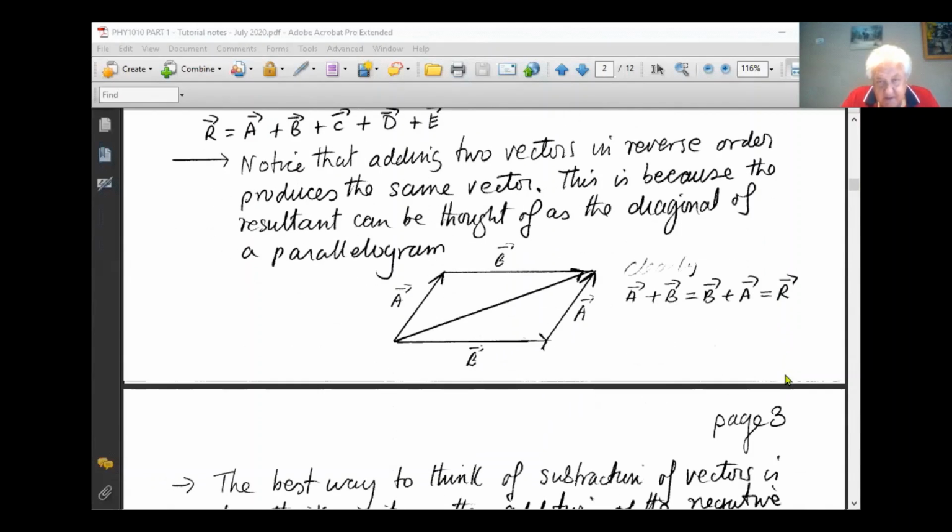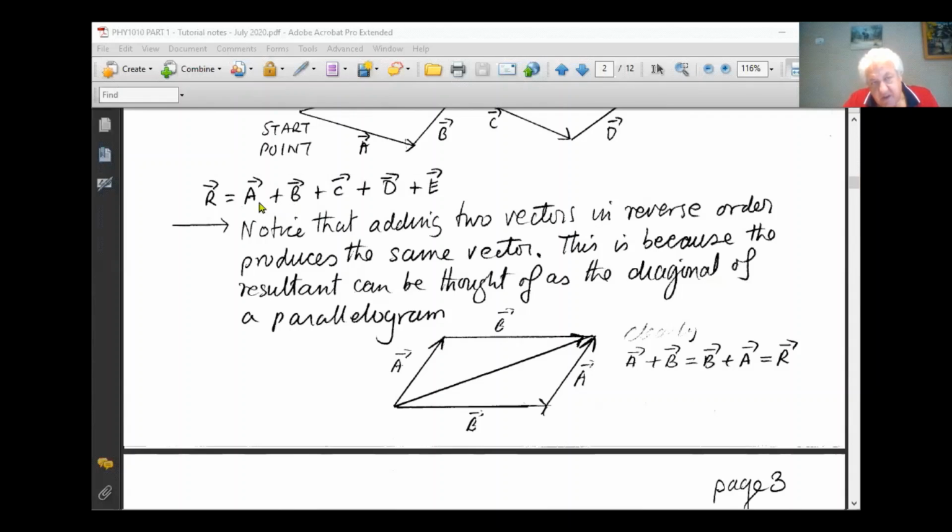I'll do this on the board for you, but notice that you can add vectors in any order. Start with A and add B, or start with B and add A. So you either put the tail of B on the head of A, or the tail of A on the head of B. You get the same result.